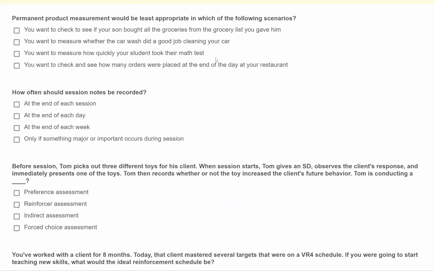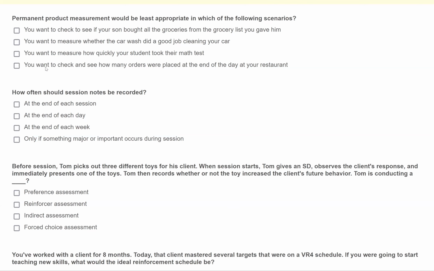A, you want to check to see if your son bought all the groceries from the grocery list you gave him. And A, are we measuring the outcome or the product of a behavior? Sure, right? You can come home and see, hey, did you buy the groceries? Did you not? Very clearly, there's a permanent product left behind from his grocery shopping. A is fine. B, you want to measure whether the car wash did a good job cleaning your car. Okay, maybe you walk away while they're cleaning your car. You come back later. Can you tell if they cleaned your car? Sure. Now, good job is subjective, obviously. But at the very least, you can look and scan and see, all right, did they at least clean it, right? So still, B is still an okay measurement of permanent product, even though we would like to be more specific.